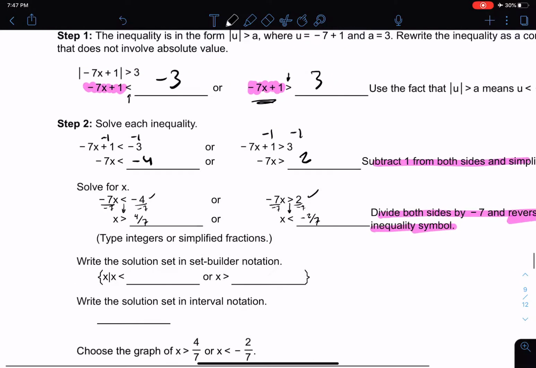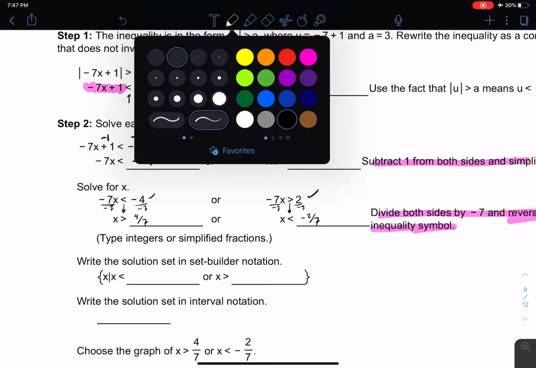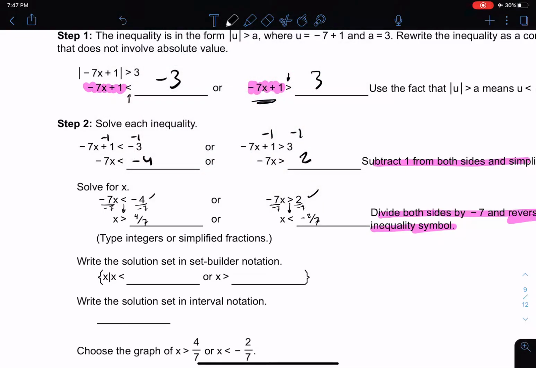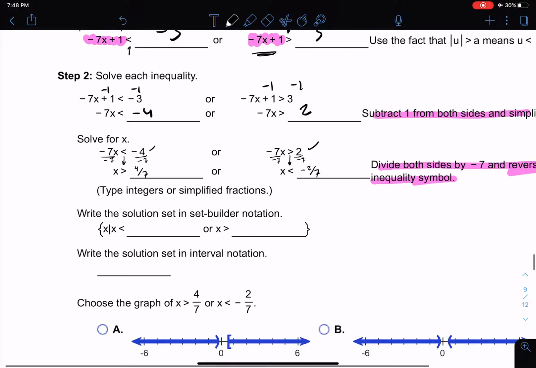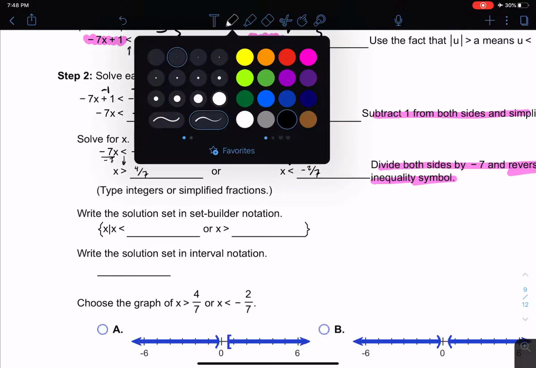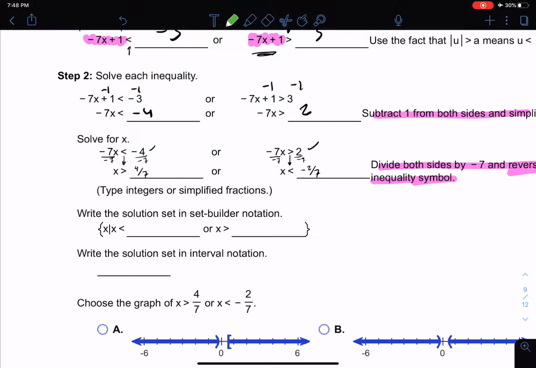Okay, now I think I can move out because I'll have a little more space to work. So now the next thing we want to do is write the solution in set builder notation. All we have to do is pretty much just copy it down. It doesn't matter which side you put it on, just as long as it matches up.